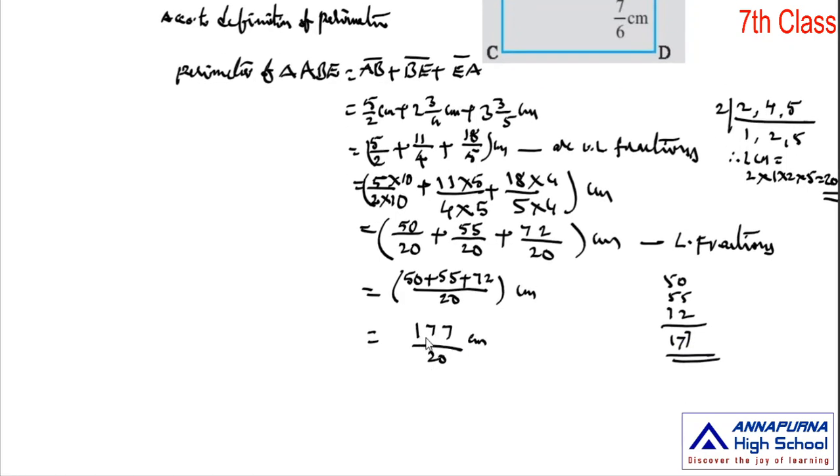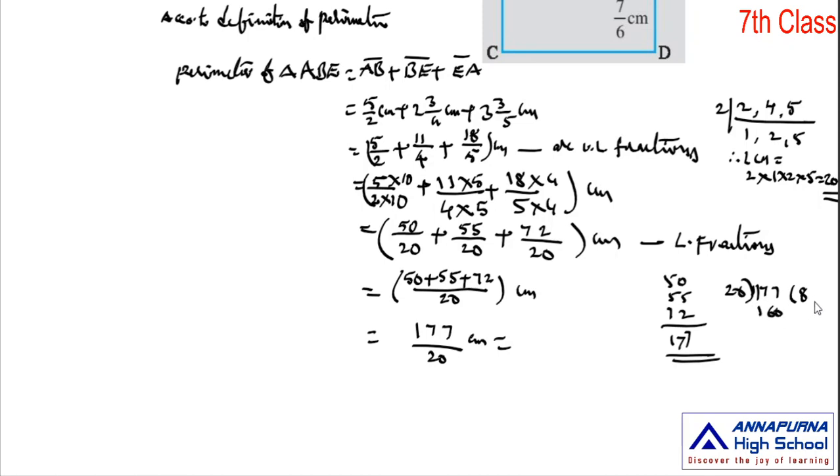So this is an improper fraction. So convert it into a mixed fraction. 177 by 20, how many times? 21's are 20, 22's are 40. Like that you prepare the table. Make the table here. So in 177, how many times is it? 8 times.